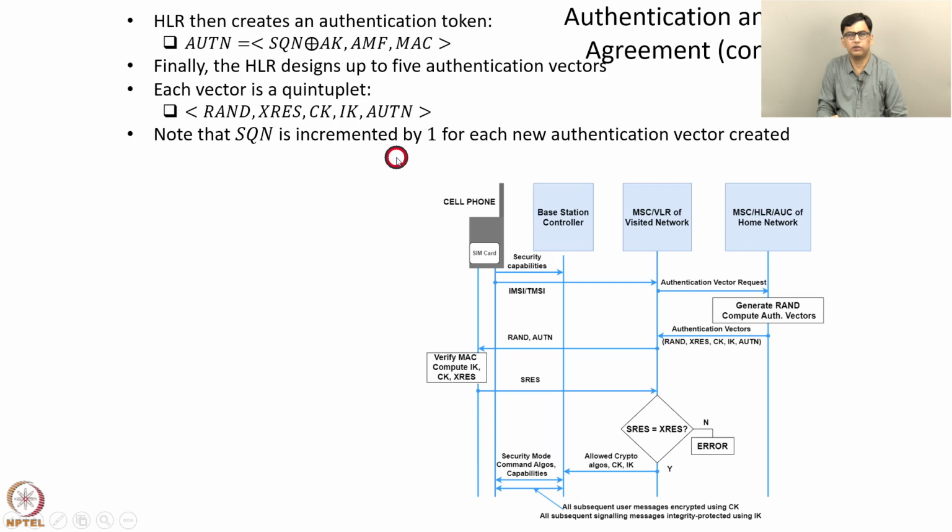Note that SQN is incremented by 1 for each new authentication vector that is created. So this is used to defend against replay attacks. One cannot take an old authentication vector and use it again. Also, the RAND for each authentication vector is chosen anew.